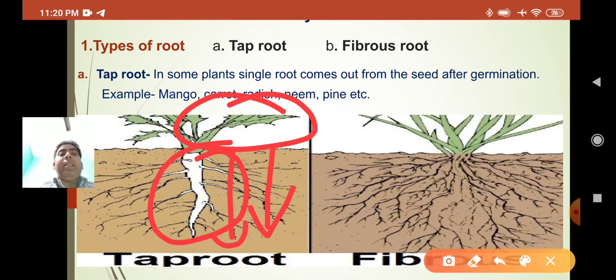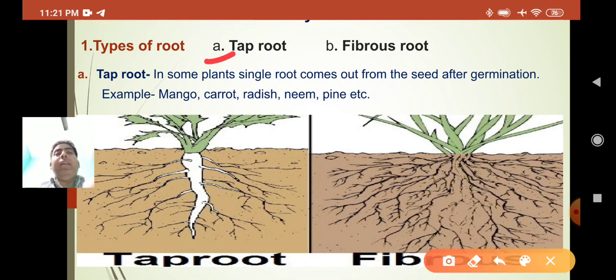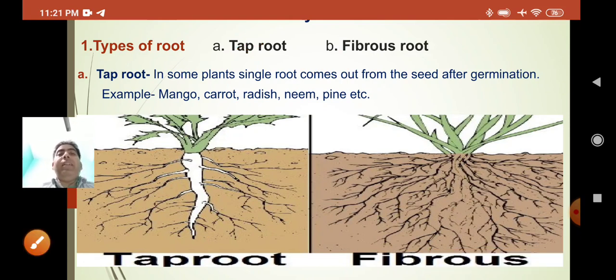Now we have to discuss the types of root. Plants have two types of roots. The first one is tap root, and the second one is fibrous root. Now we will discuss the first one, tap root.